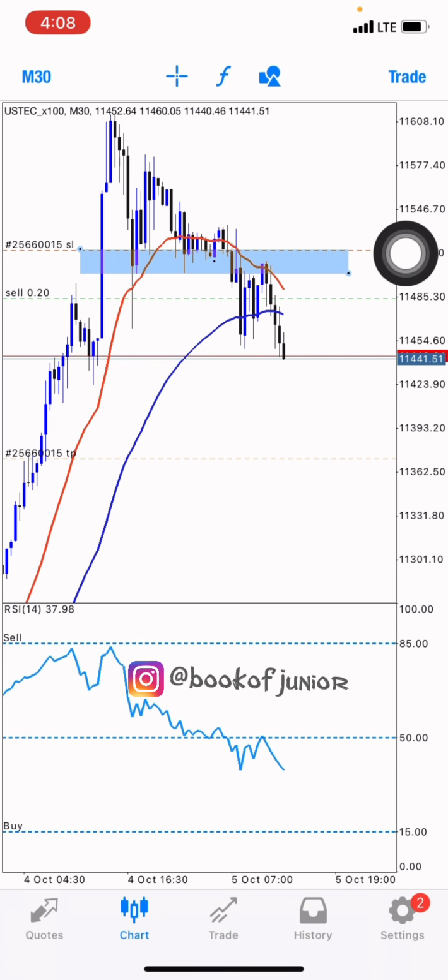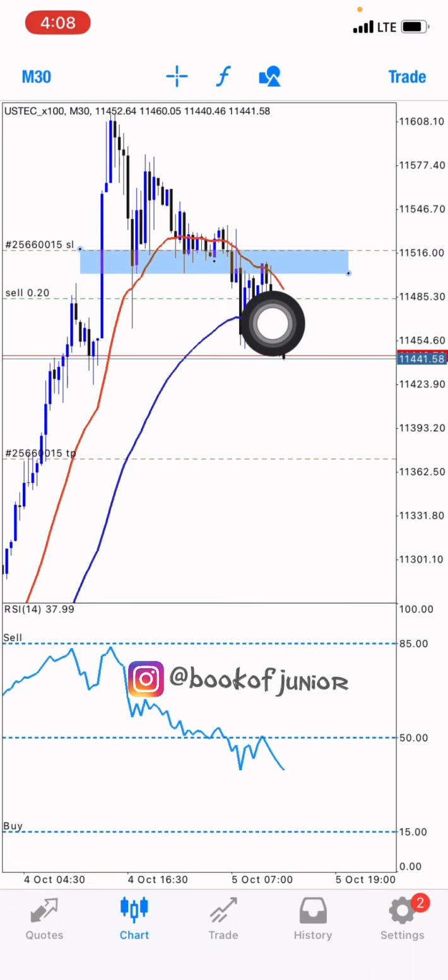So what did you expect price to do? We only expected price to push down, guys. That's why you see now price is pushing down like this. So I took my entry just here.